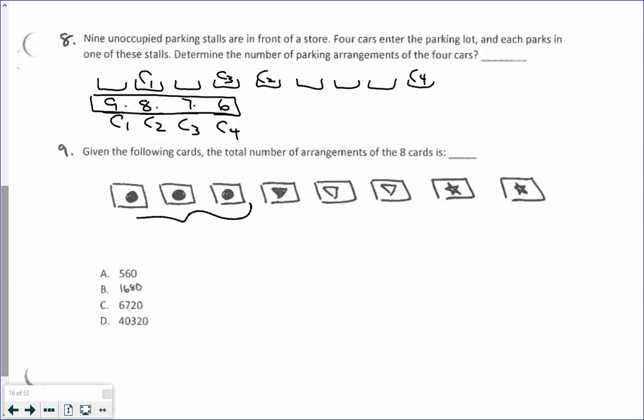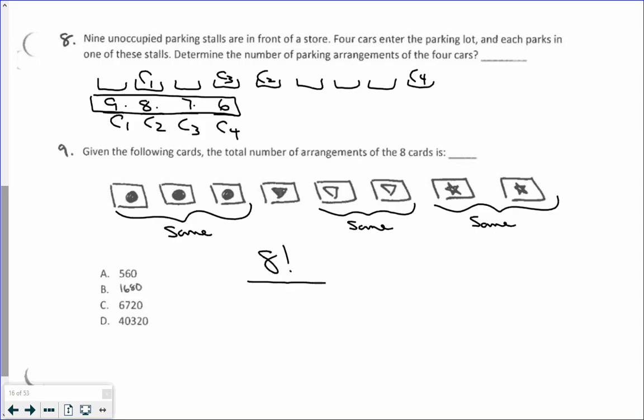They are the same. What do you notice about these 2 cards? They're the same. What do you notice about these 2 cards? They are the same. This is a repeats question. It's 8 factorial over each of your repeats.